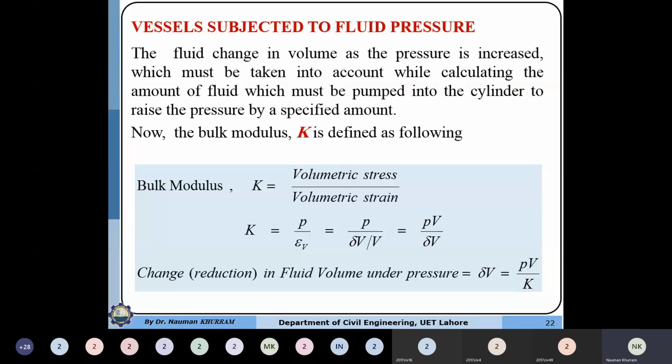It means that when we are injecting the fluid into the cylinder at a certain pressure, the volume will be reduced. It means that, in order to maintain the pressure, we have to inject some extra fluid into the cylinder.